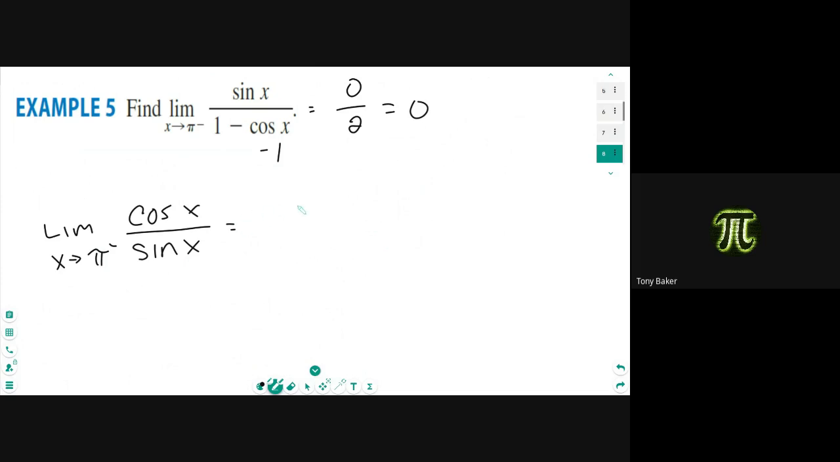And if you had plugged in pi to this, you'd have gotten 1, sorry, -1, because we just drew that, over 0. But since we're looking at it in terms of the left, the sine is getting smaller and smaller. So this goes to infinity. But that would be wrong. Okay. So be careful, always with limits. Plug your number in first.